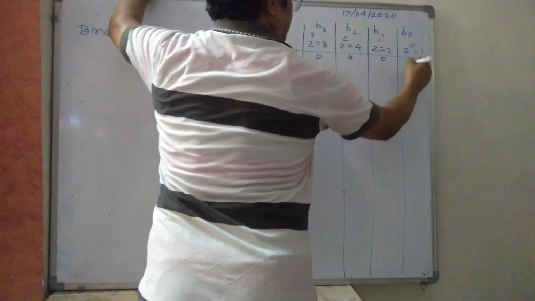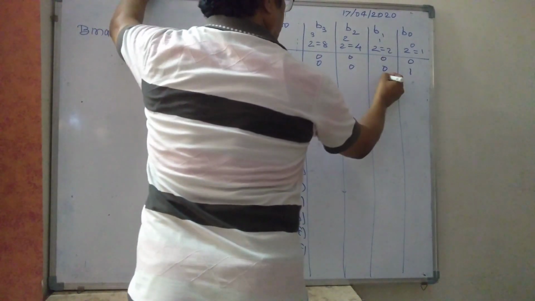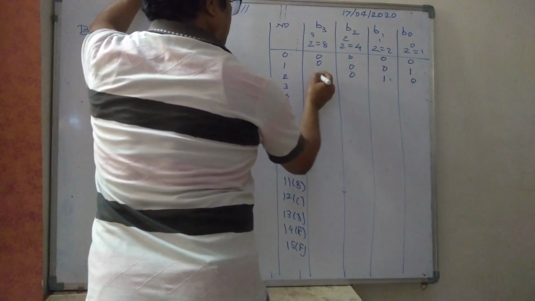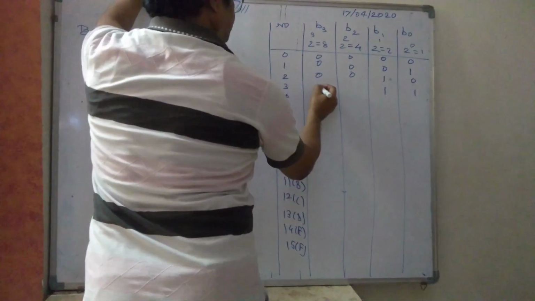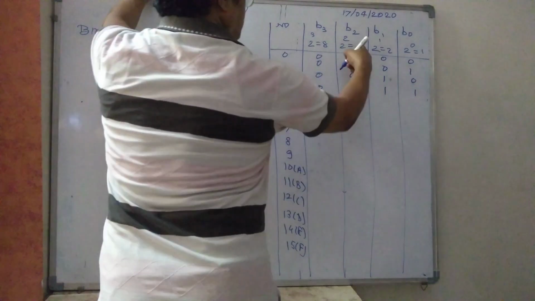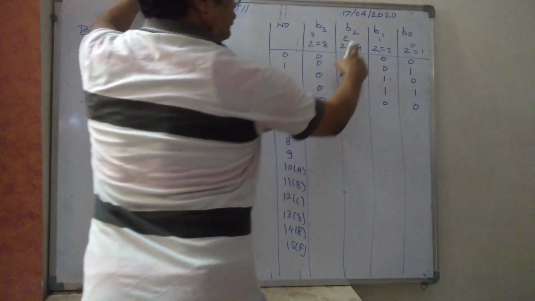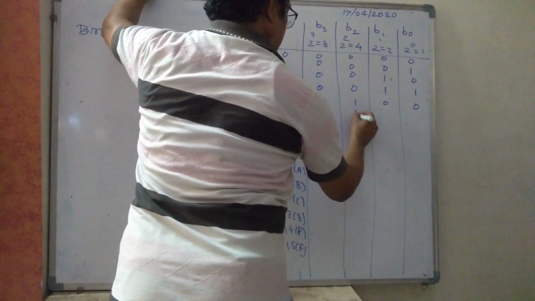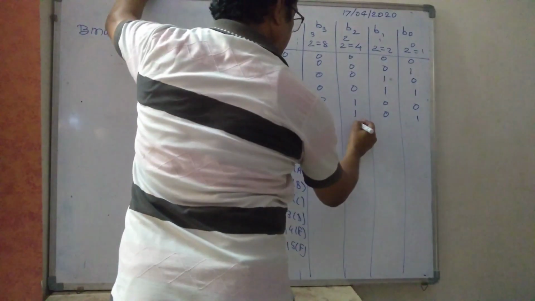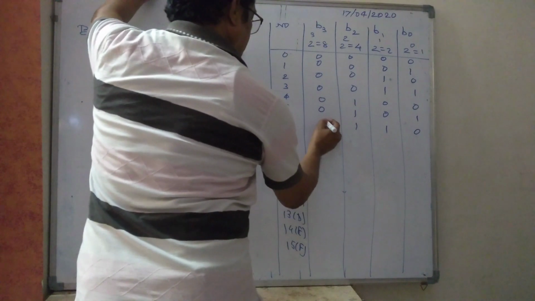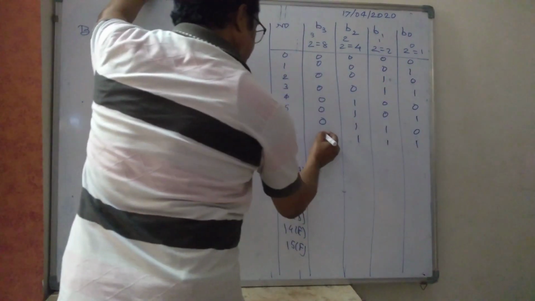Then 1, this is 1, only this will be 1. 2, this is 2, this will be 1. 3, 2 and 1, 3, so this is 1, this is 1. 4, this is 1, other 0. 5, 4 and 1, so this is 1, this is 1, other 0. 6, 4 and 2, 6, 1, 1. 7, 4, 2, 1, 7, 1, 1, 1.